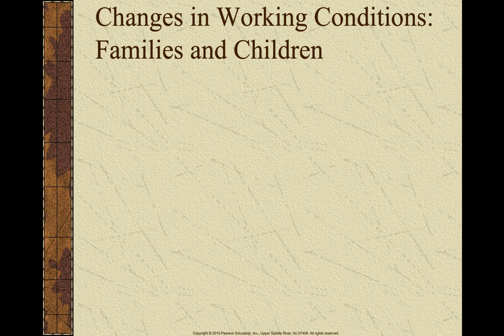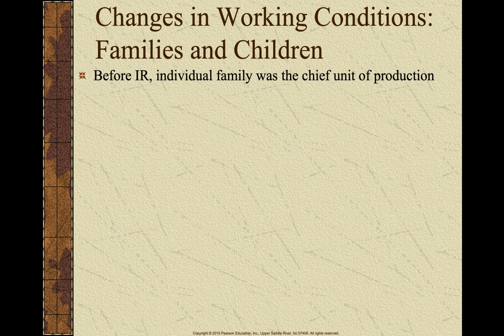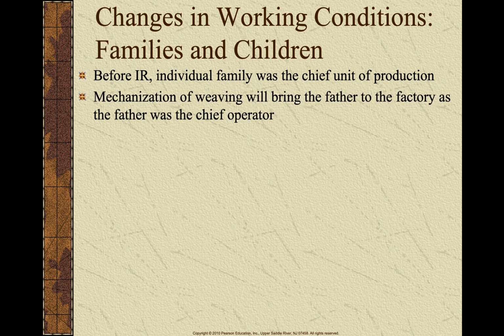We're going to end our lecture in a couple minutes, but I want to talk about changes with families and kids. There are going to be some major implications for families and children. Before the Industrial Revolution, the individual family was the chief unit of production and consumer. So typically, the family made stuff.